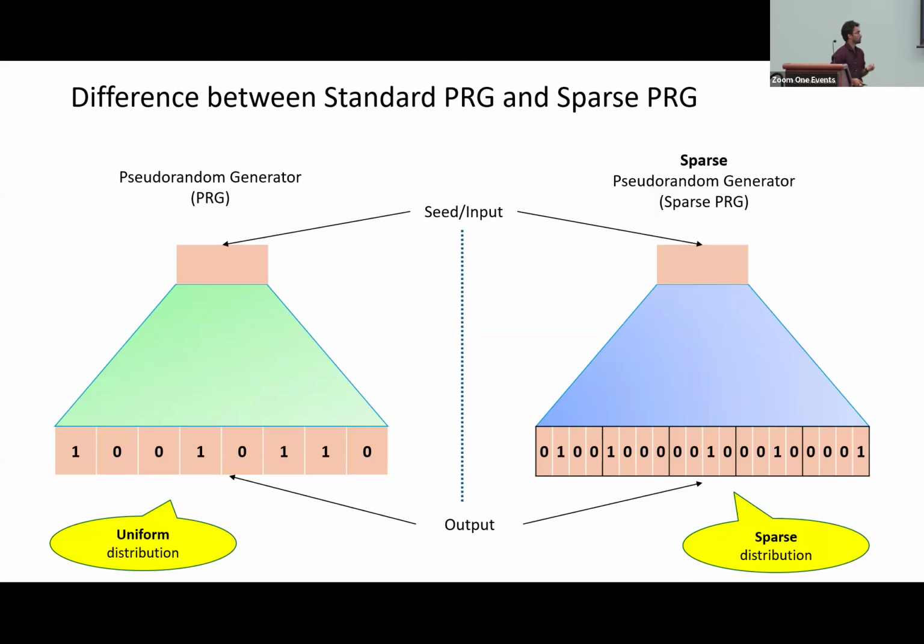So this is a sparse distribution. And we will also allow arbitrary seed distributions. So in a PRG, we usually deal with uniform seed distributions. In our case, we will allow arbitrary seed distribution, and this would be very necessary to achieve our goals later.